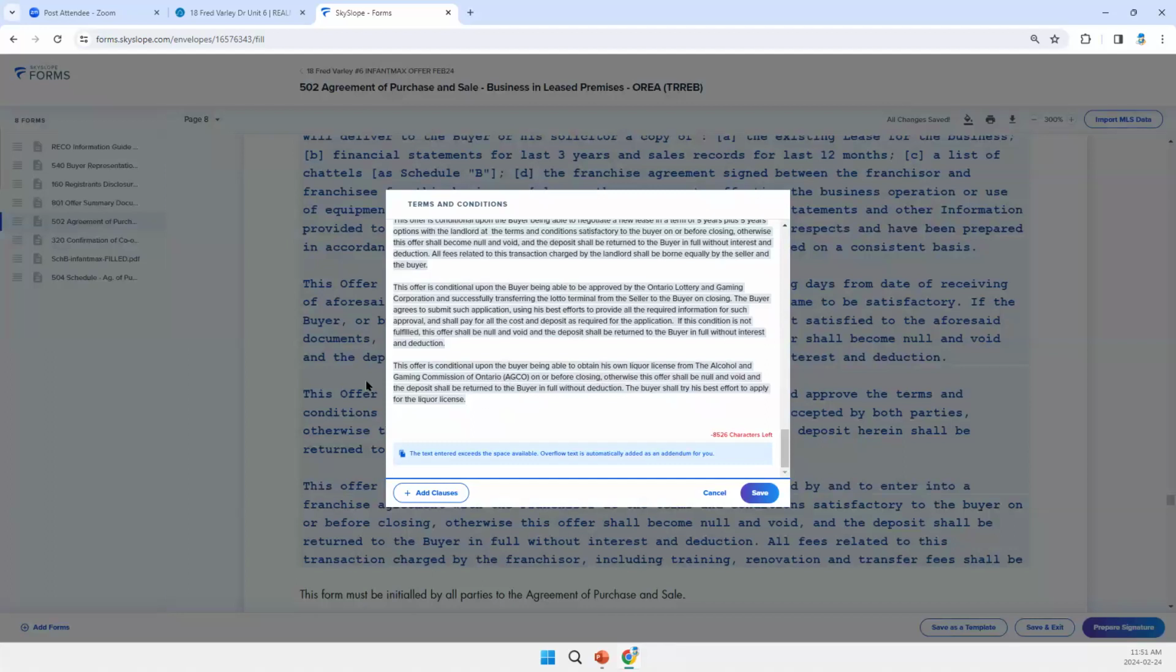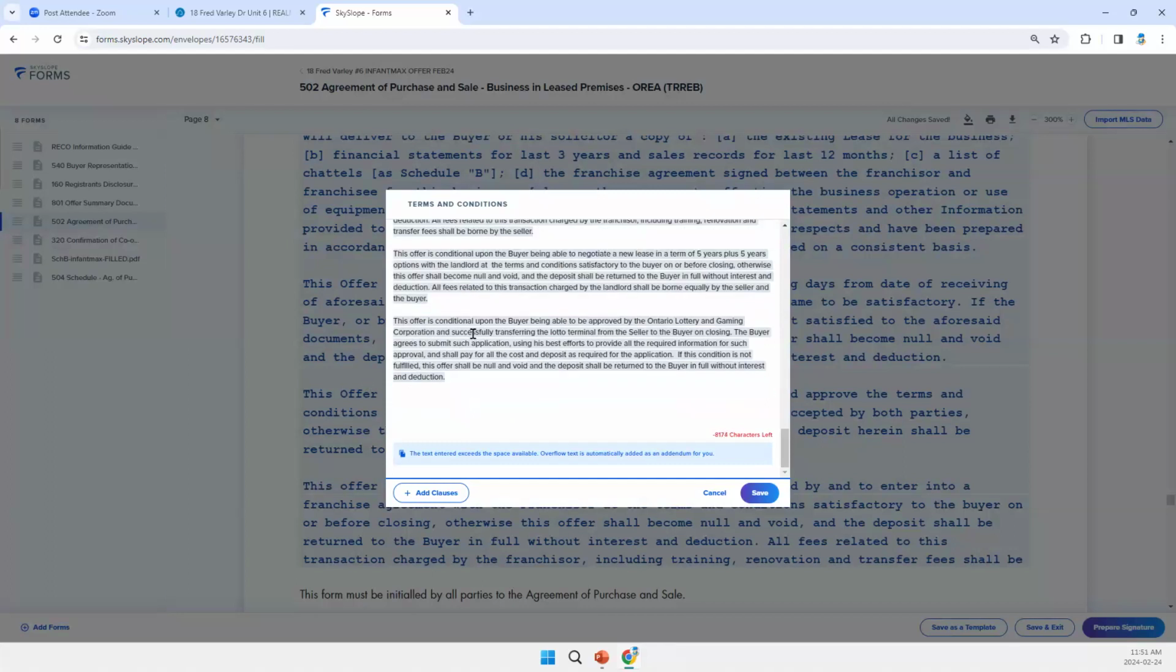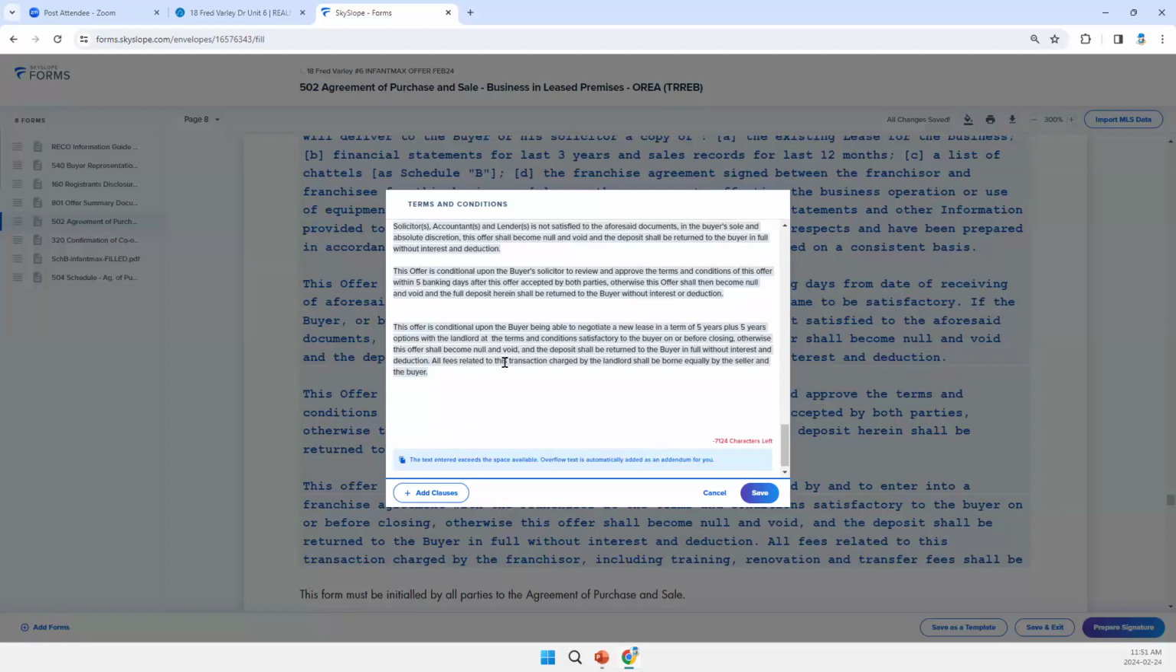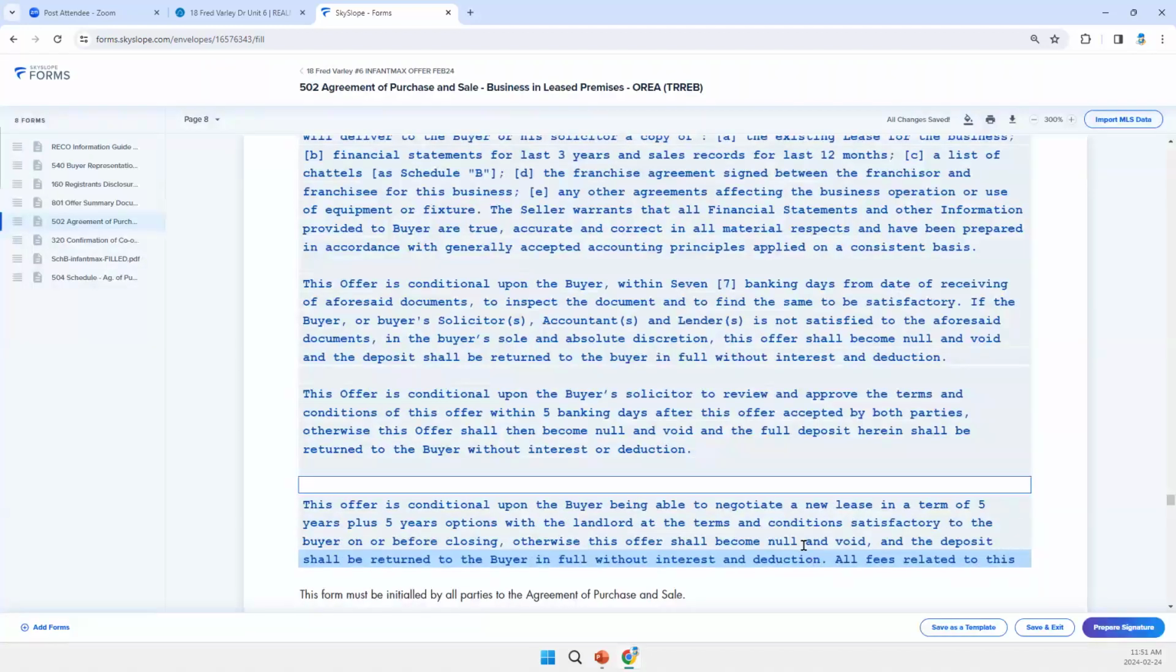Liquor license, you don't have it. The approved Ontario notary, you're not going to do that. Condition about the negotiated franchise agreement, no, it's not a franchise. So, okay, that's good.